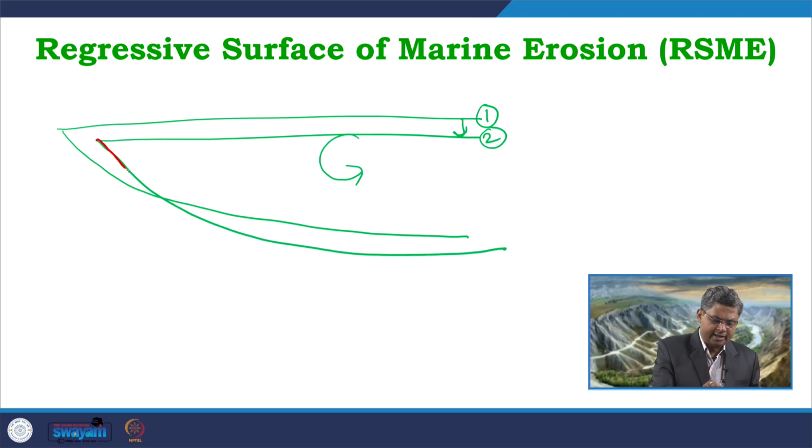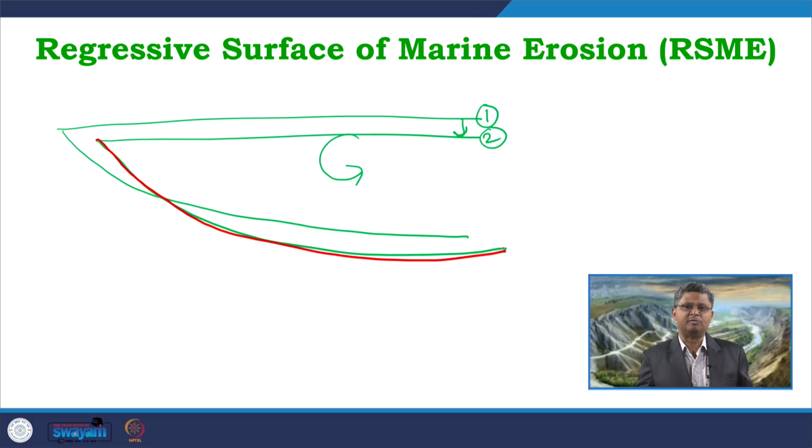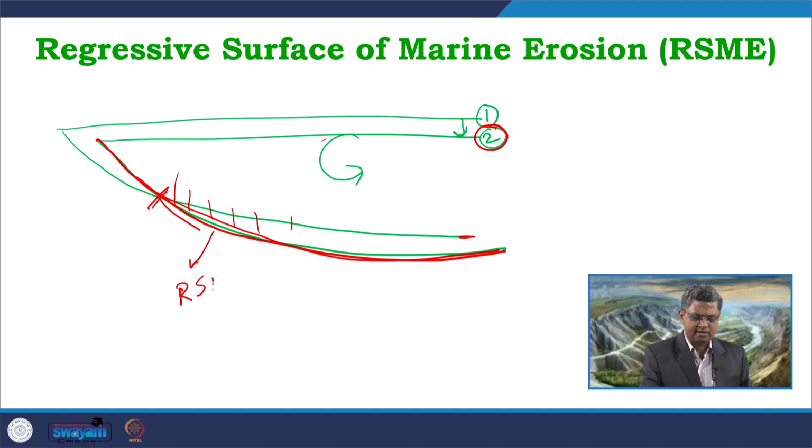This particular line is the wave equilibrium profile for level 2 of base level, which is cross cutting the substrate. The original substrate was here, and it is cross cutting over here. So, this wave energy will erode the sediments from here, and we get this new substrate now available. From this point onward we get this new surface, which is called the regressive surface of marine erosion. This regressive surface of marine erosion is formed due to base level position 2.